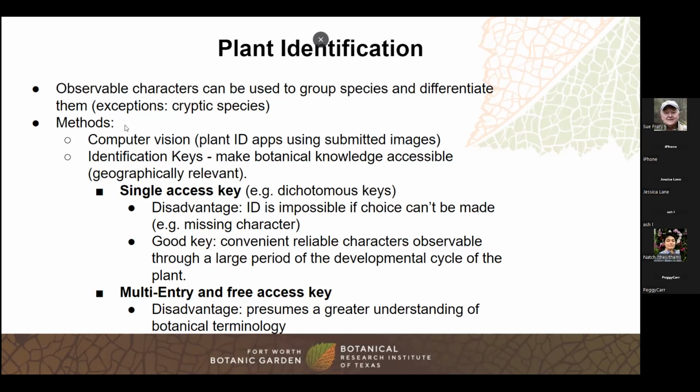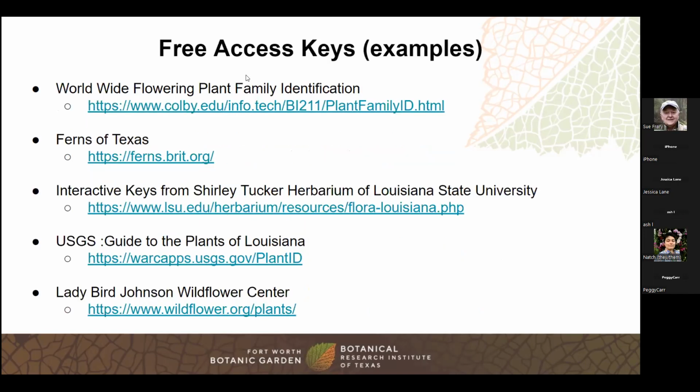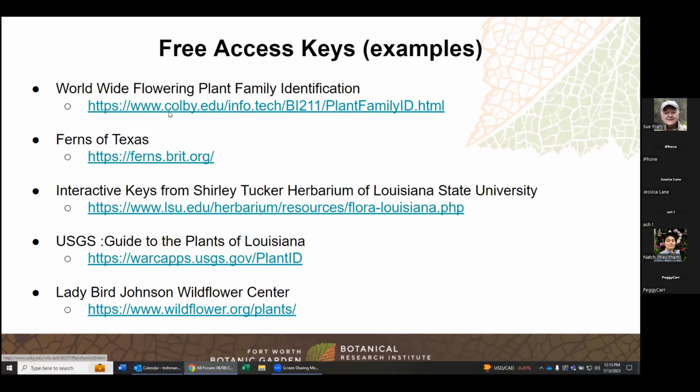And on this next screen, oops, Ash, do you think you could do me a favor and have the same presentation open and just put those URLs in the chat? Because these are some examples on this screen right now of some of these multi-access, free access keys, and they're really great. This one up here is by Colby College. Let me click into it.